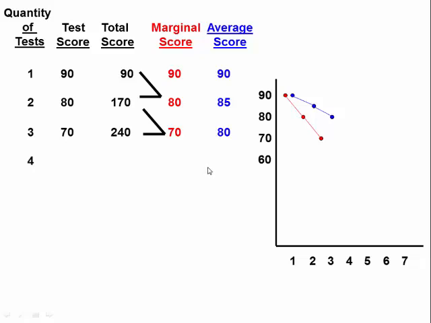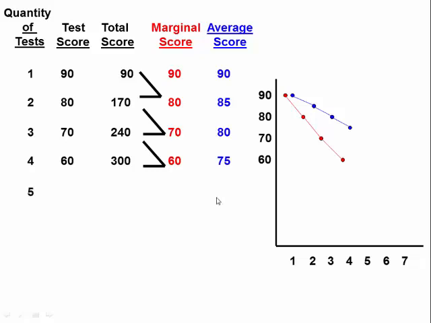Your fourth test, you don't do very well at all. In fact, it's the worst test score you get, and that's a 60. That gives you now a total of 300, which is now a marginal score of 60 and an average score of 300 divided by 4, 75. Marginal is pulling the average down, but it pulls it down at a slower rate than the marginal is going.